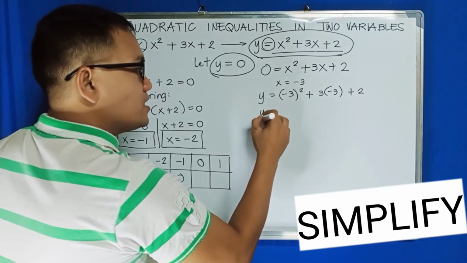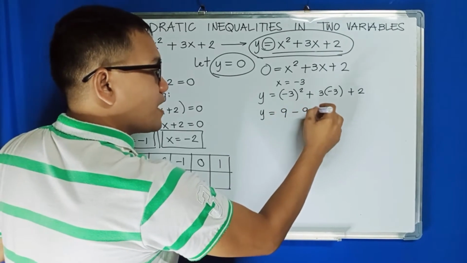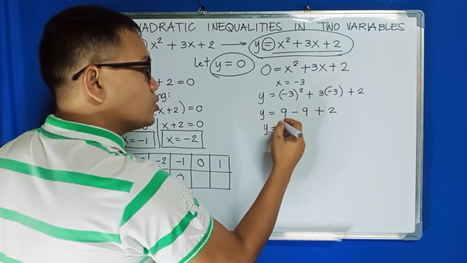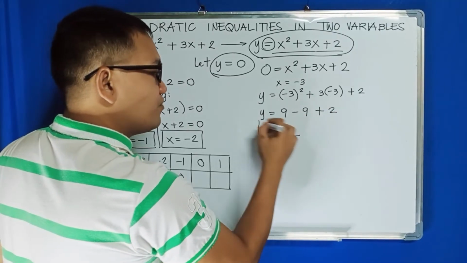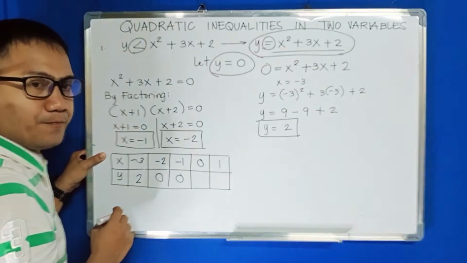So we have y is equal to 9 minus 9 plus 2. Combining these terms, we will have y is equal to 9 minus 9, that would be 0, plus 2, we have 2. So therefore, the value of our y is 2 when x is negative 3.